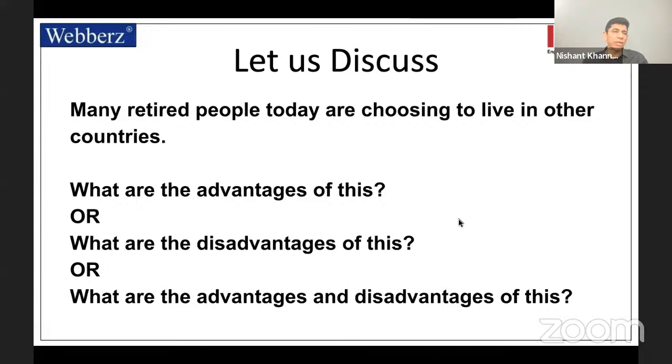Please write down, what are you going to do with your parents when you have gone abroad? Will you call them there? Or will you let them stay in India? Or will you tell them to go to some old age home and stay there? What option are you going to take? Please write down, what option are you going to take?